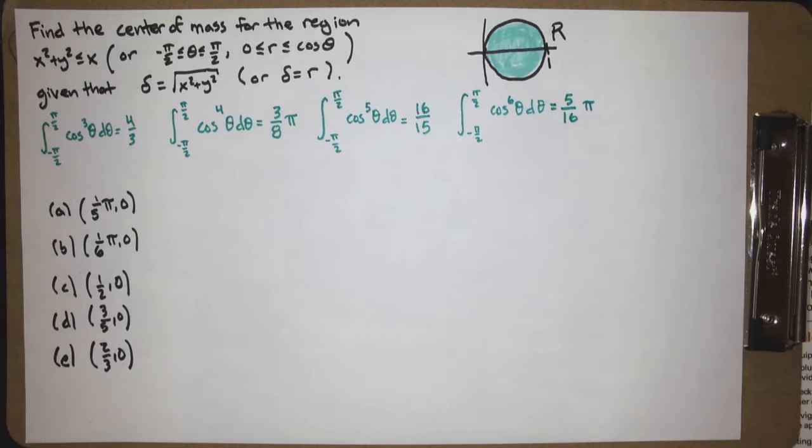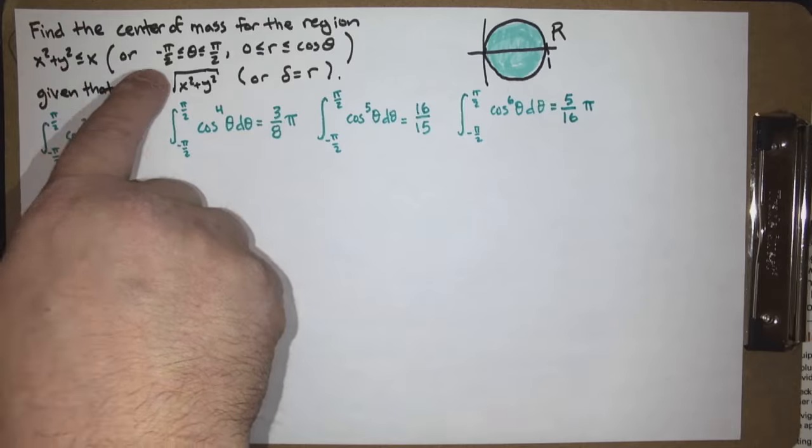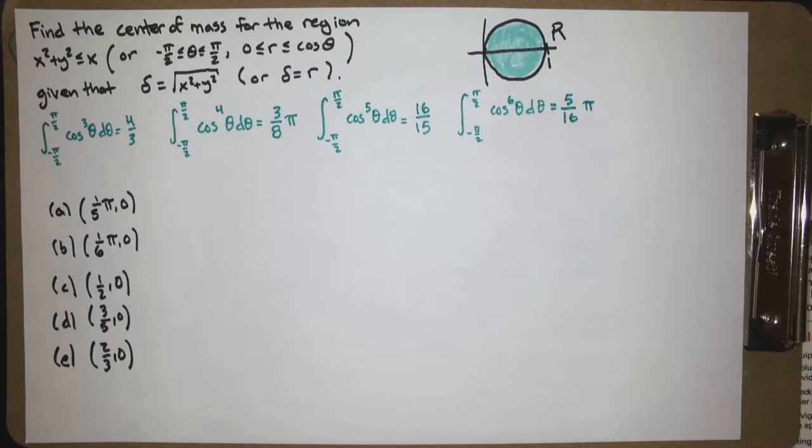Find the center of mass for the region x squared plus y squared less than or equal to x. And for some mysterious reason, it also gives it to you in polar coordinates. This often happens if the region has a nice description. And if you look at what the region is, x squared plus y squared equals x, it's a circle. And like, circles are nice.